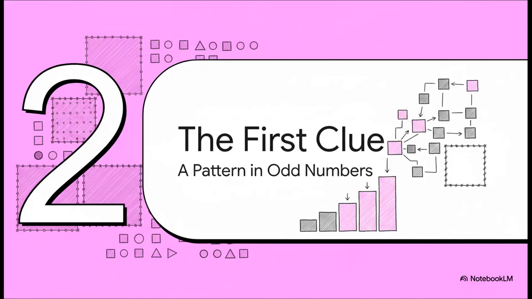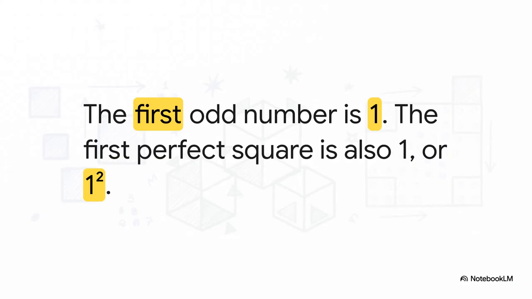Okay, now this is where things get really cool. It turns out that perfect squares aren't just the result of multiplication. You can actually build them piece by piece using a very specific and beautiful sequence of numbers. Let's start at the very beginning. The first odd number is 1. And hey, what's the first perfect square? Also 1. 1 squared. Simple, right? But just watch what happens next.